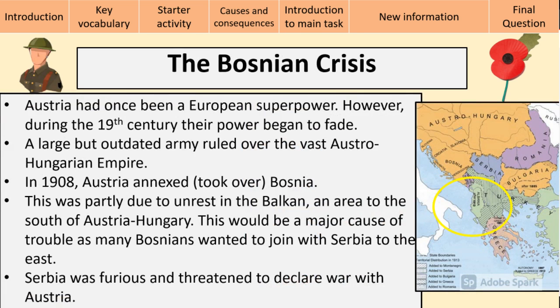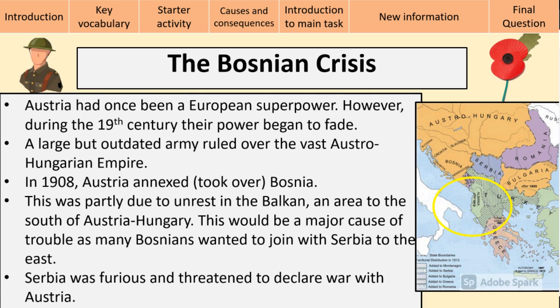The Bosnian Crisis. Austria had once been a European superpower. However, during the 19th century, their power began to fade. A large but outdated army ruled over the vast Austro-Hungarian Empire, and in 1908, Austria annexed, remember that's a key word, and it means took over, Bosnia. This was partly due to the unrest in the Balkans, an area to the south of Austro-Hungary, and this would be a major cause of trouble as many Bosnians wanted to join Serbia to the east. Serbia was furious and threatened to declare war with Austria.